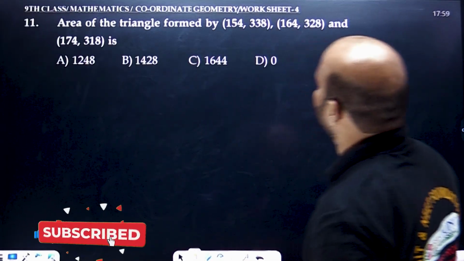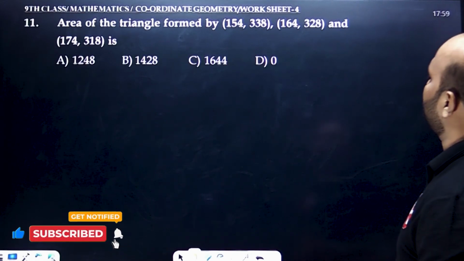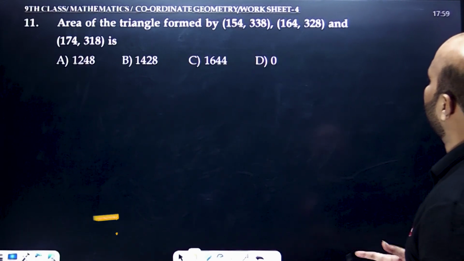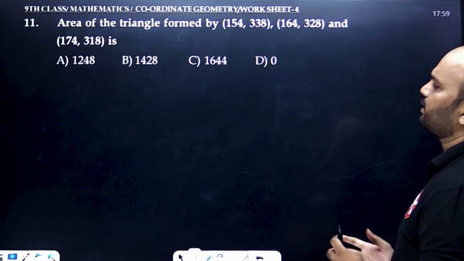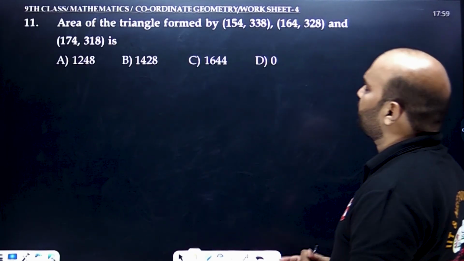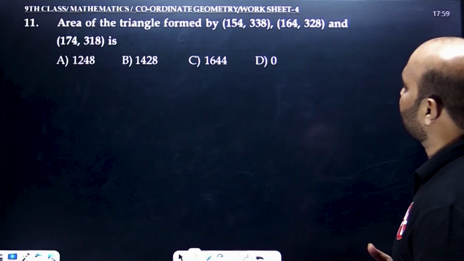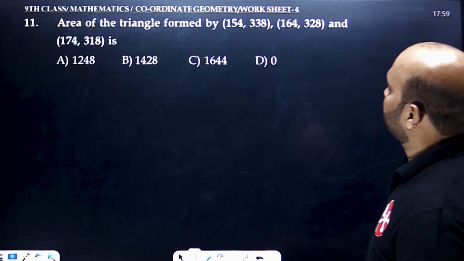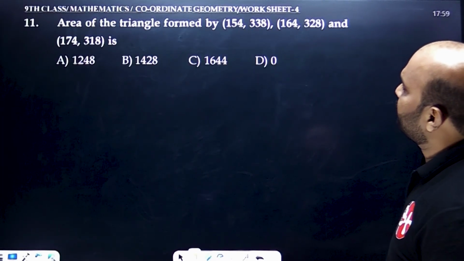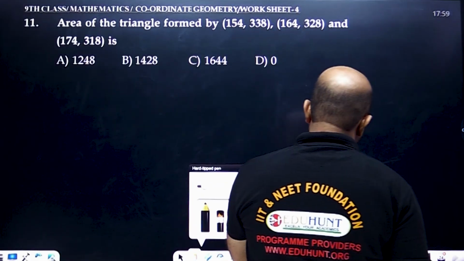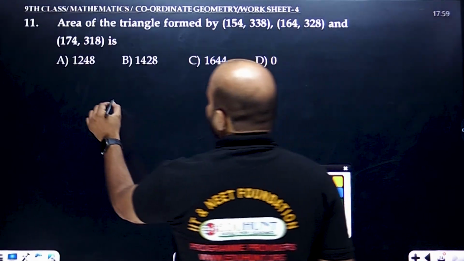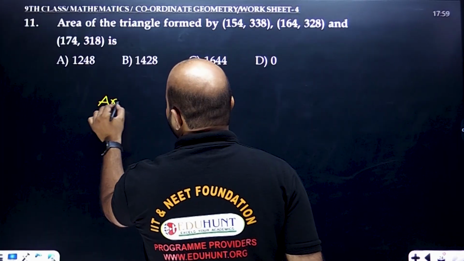Area of the triangle formed by 154 comma 338, 164 comma 328 and 174 comma 318 is: option A 1248, option B 1428, option C 1644, option D 0. So here, the area of the triangle is formed by 3 vertices. So clearly we need to understand the area of triangle formula.